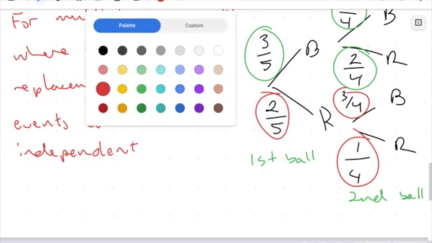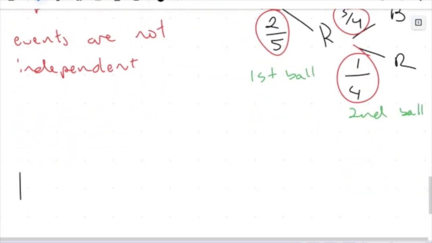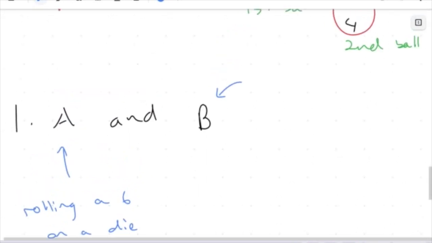Now we're just going to do 2 practice questions, just classification questions. Like I said, this is a conceptual topic. It's not so much about calculating, but deciding whether events are dependent or independent. Now, let's consider 2 events, A and B. The event A is rolling a 6 on a die. And B is going to be rolling a 3 on a second roll.